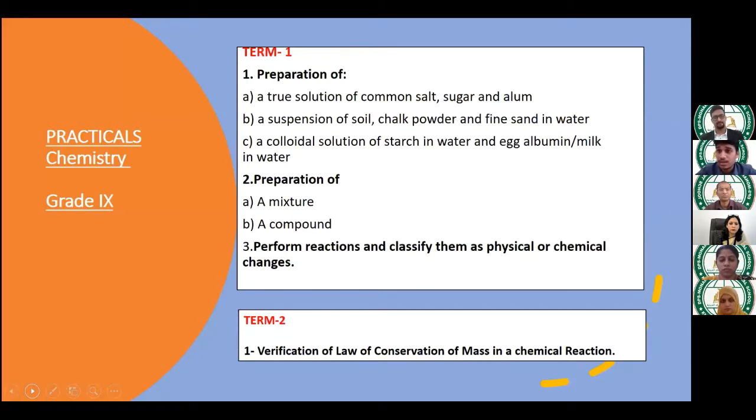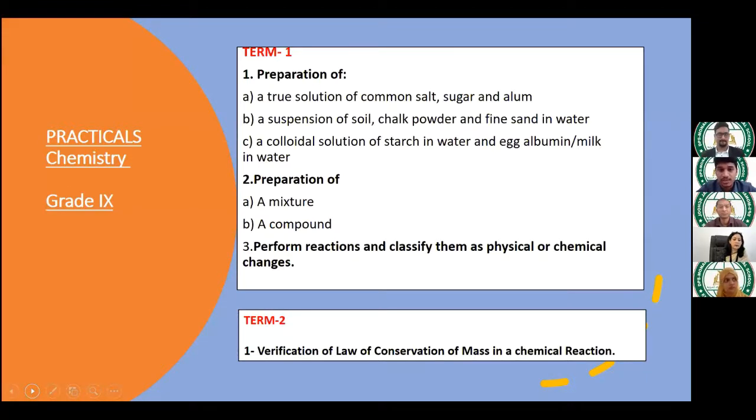Moving on to the practicals for grade 9th chemistry. In term 1, we have 3 practicals based on the chapter and the concept which is already given in the NCERT textbook. It will give just a hands-on experience to understand a little bit more about the concept which they have already studied. In term 2, we have verification of law of conservation of mass in a chemical reaction. Only 1 practical for grade 9.